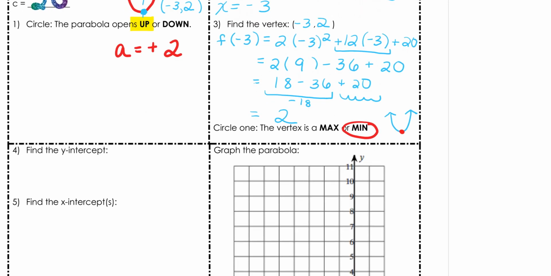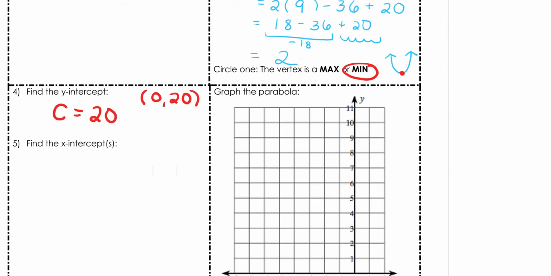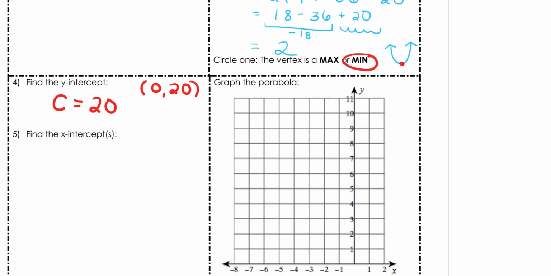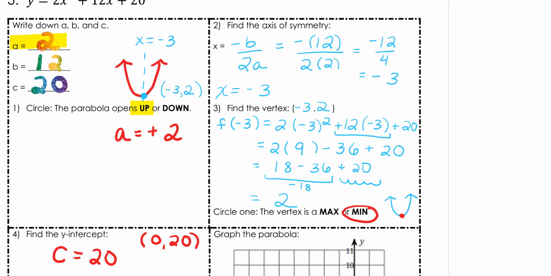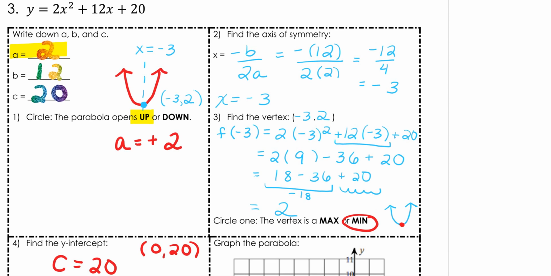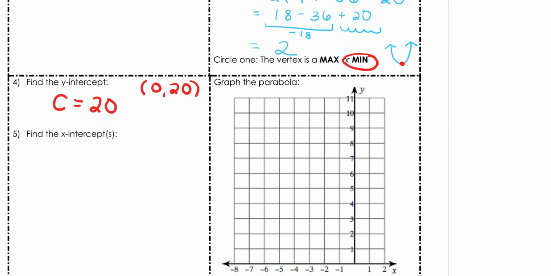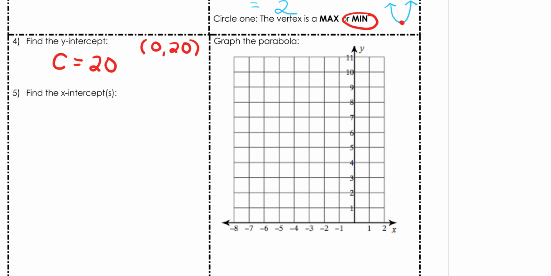Find the y-intercept. Our y-intercept is always our c. Our c here is 20. So that means our y-intercept is going to be at 0, 20. And then we're going to go on to our x-intercepts. So to find our x-intercepts, remember, quadratic formula or factor. I'm going to factor just so that we can continue to review what we did last week. And I'm going to write down this equation, 2x squared plus 12x plus 20. Okay, so I'm going to zoom in.